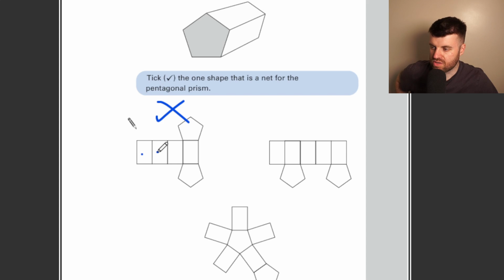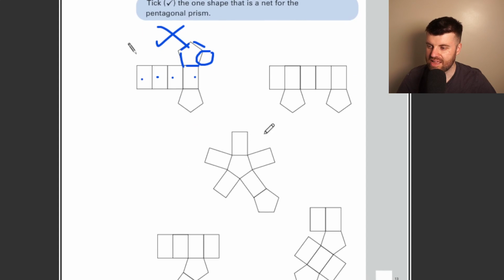Because look, 1, 2, 3, 4 rectangles. We need 5, guys, because there are 5 sides to a pentagon. 1, 2, 3, 4. This would be left without a side. We would not have this face on this net here. This one it can't be because the pentagons are on the same side.